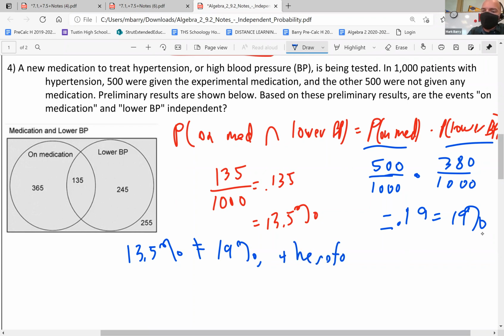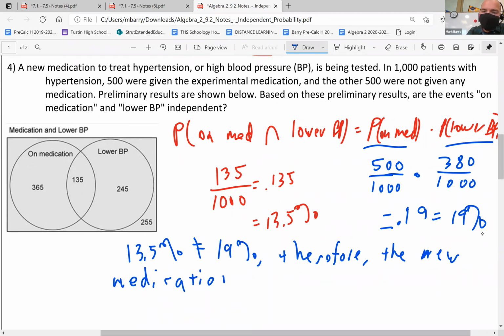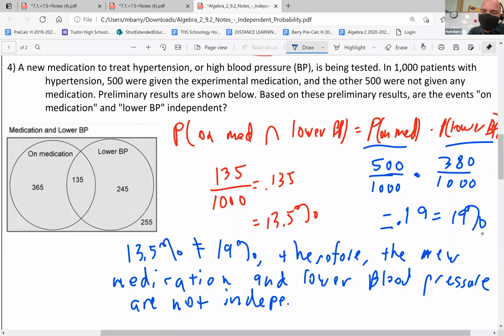Therefore, the new medication and lower blood pressure are not independent, okay? So that's going to be my answer in terms of math.